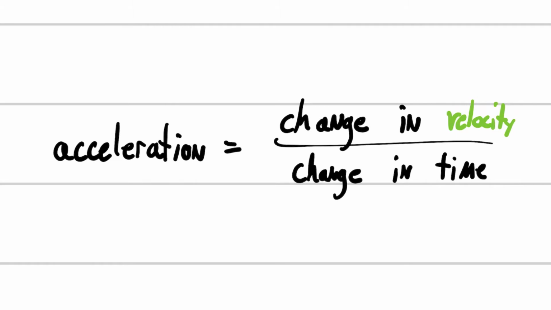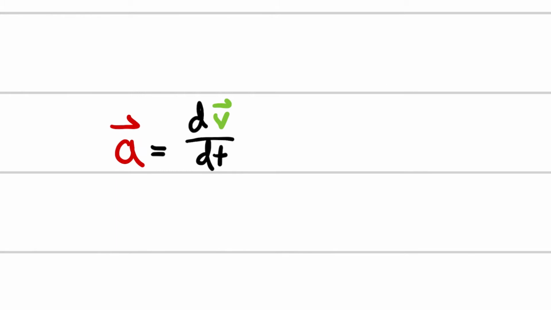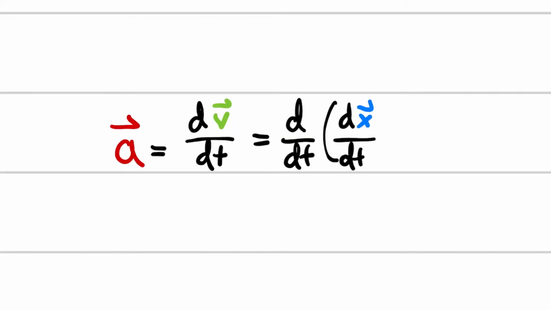Going one step further, we get the almighty acceleration, which is defined as the change in velocity over the change in time. So essentially it is the time derivative of velocity. If your velocity changes, you're moving in a different direction, you have to accelerate. This then makes acceleration the second time derivative of displacement.